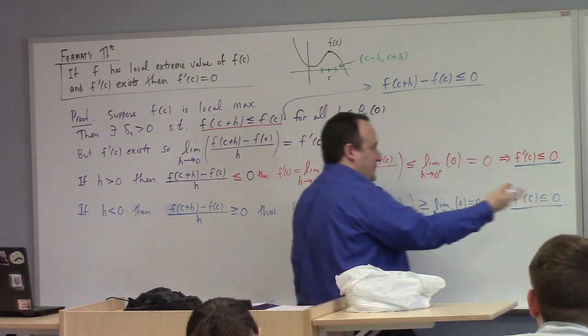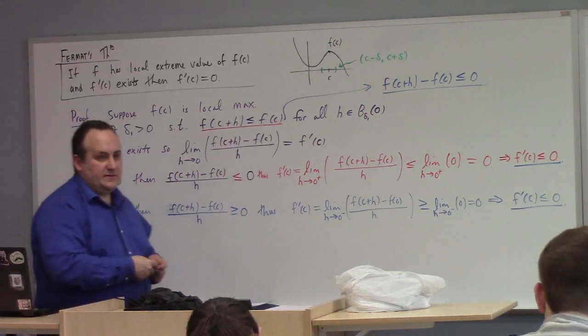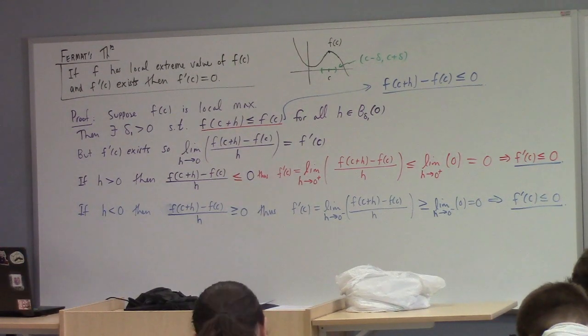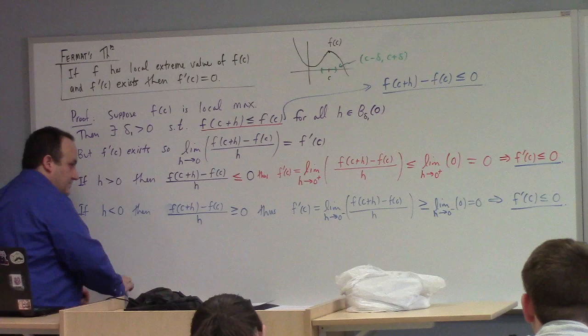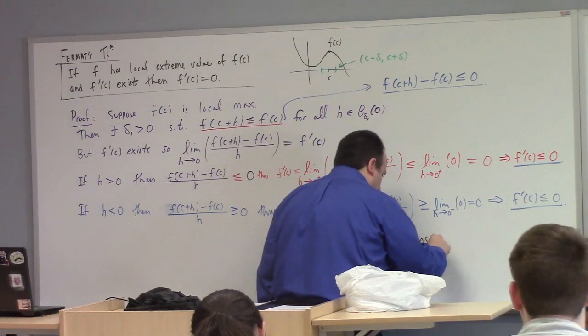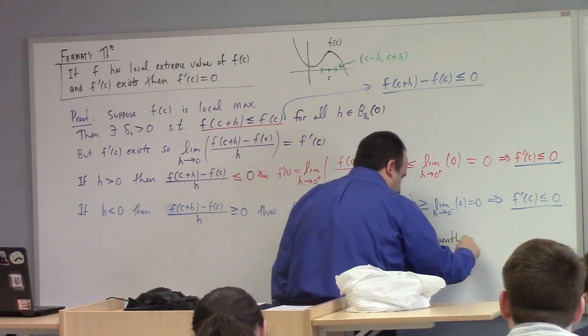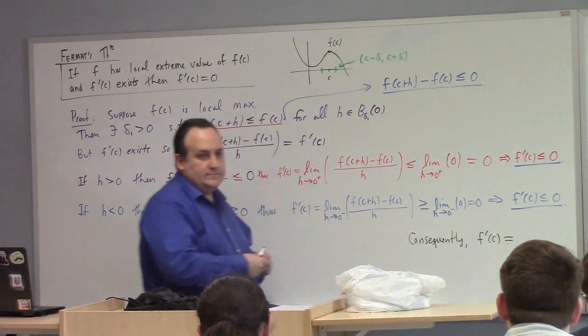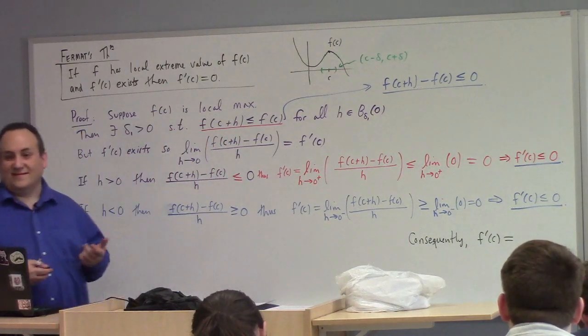So what happens then? If you've got f prime of c is less than or equal to 0, and you've got f prime of c is greater than or equal to 0, what does this tell us? Yeah?